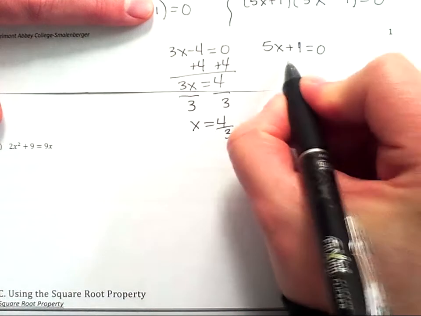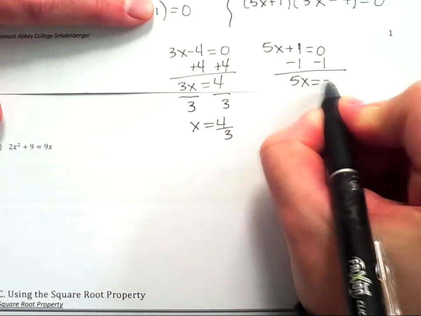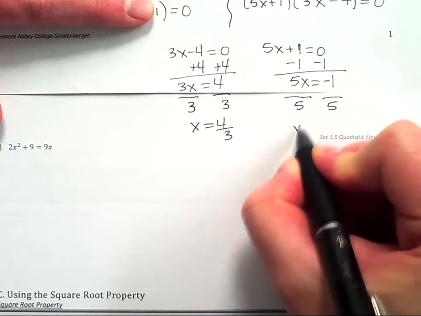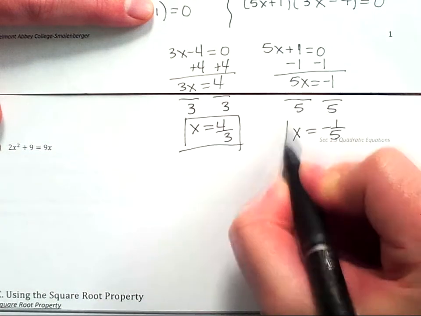Here, I'm going to subtract 1 from both sides, and I get 5x equals negative 1. Divide both sides by 5, and I get x equals negative 1 over 5. So those are my 2 solutions.